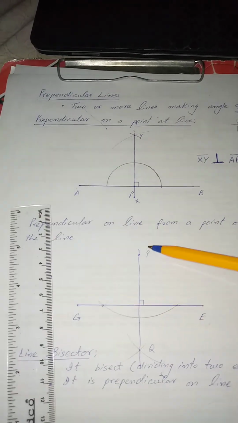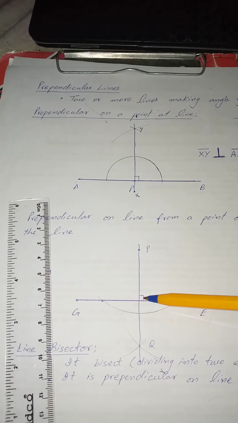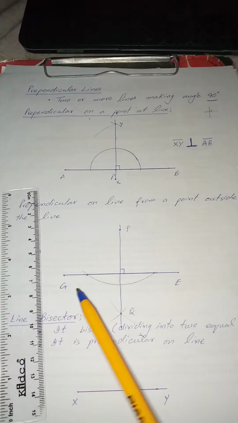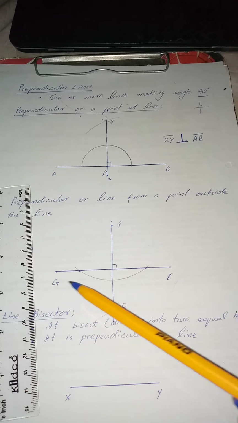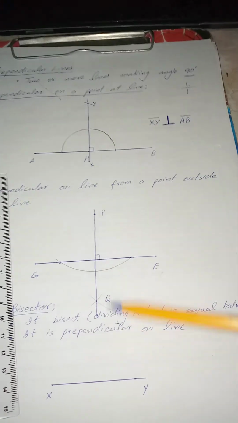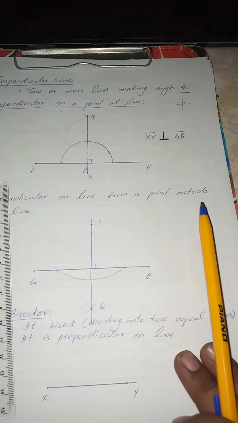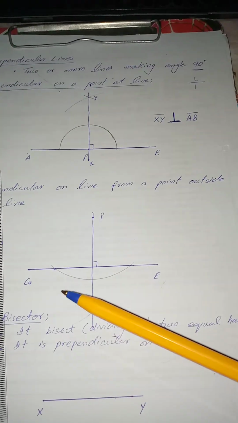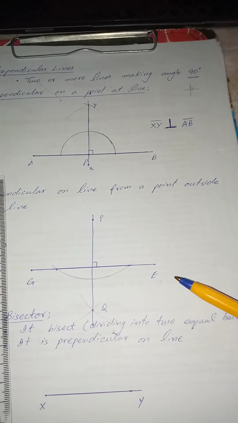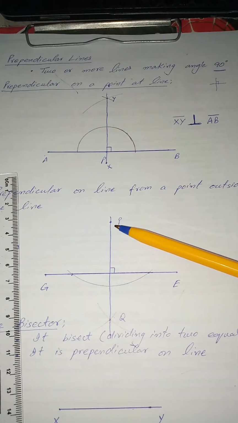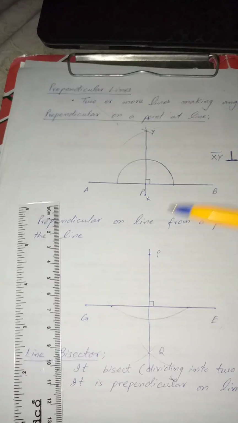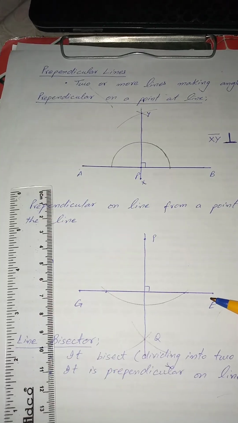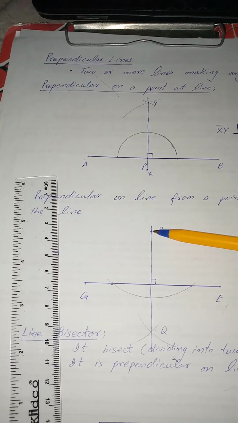From P, this would be 90 degrees, and we can say that here PQ is perpendicular to GE, or GE is perpendicular to PQ. In this scenario, a line GE was given and a point P was given, and we have drawn a perpendicular from this point on this line.